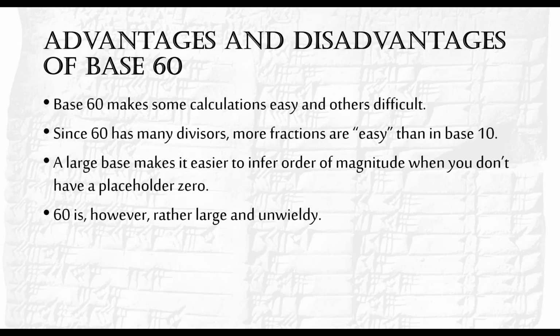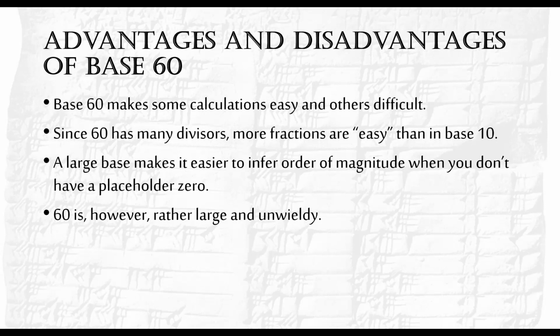However, it has some disadvantages, one of which is that it's really, really large and you can't get away without a sub base. See, with 10, you can kind of get away without a sub base if you need to, but with 60, you can't read 60 cuneiform wedges. You have to have a sub base.